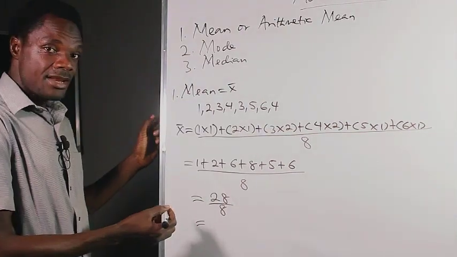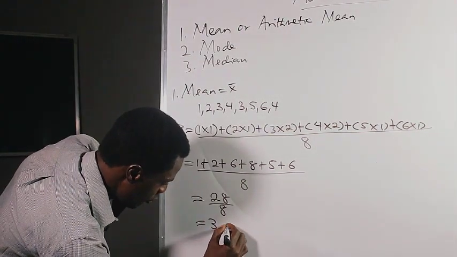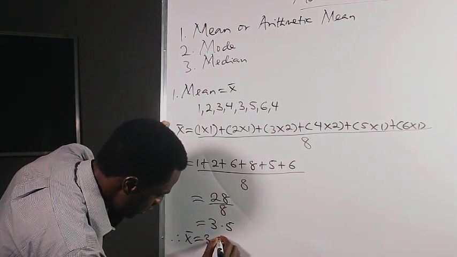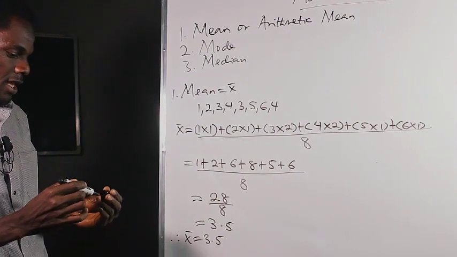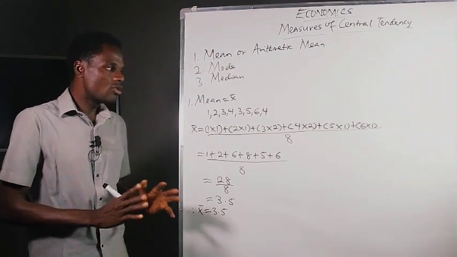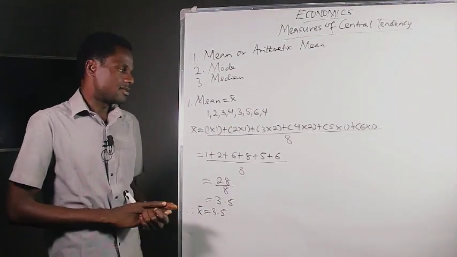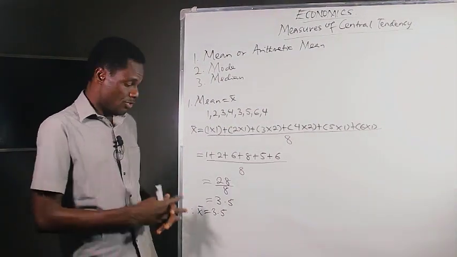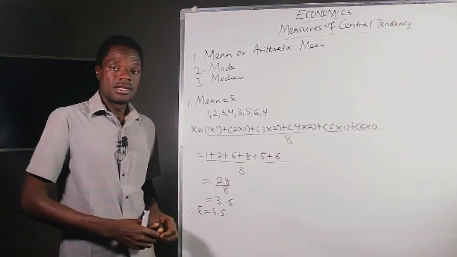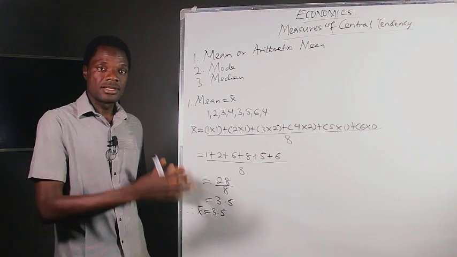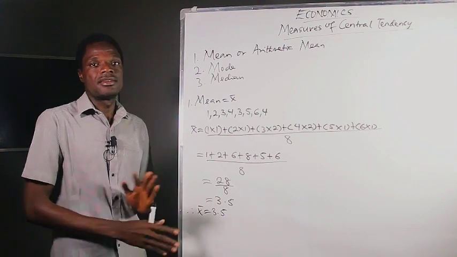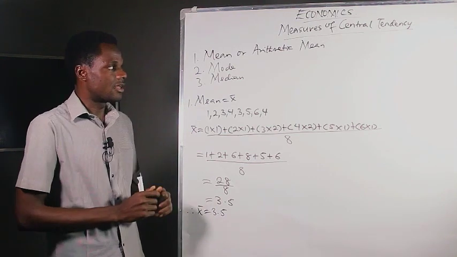So when we divide 28 by 8, we have 3.5. Therefore, our mean is equal to 3.5. But you can say, among the items of the observation, there is no such number. Yes, that usually happens. But if you have a result of finding a mean that has a remainder like this one, then you don't have to bother yourself. As long as you use the same process, your final answer is correct. So that is how to find the mean.